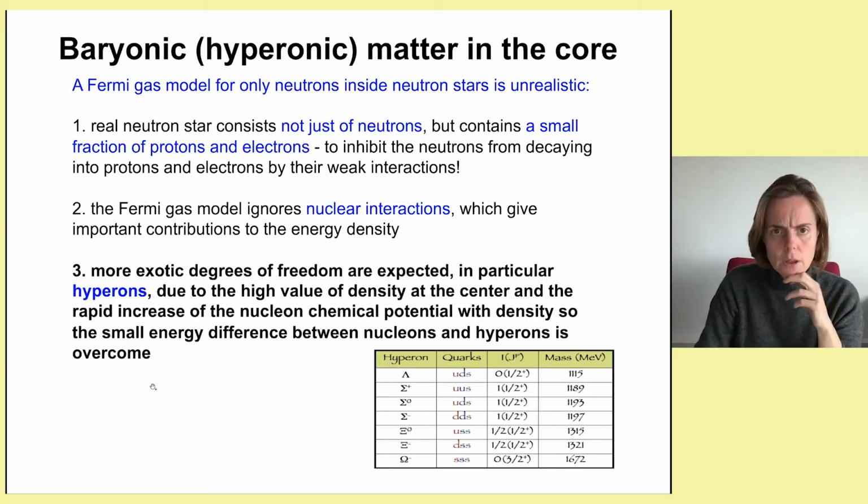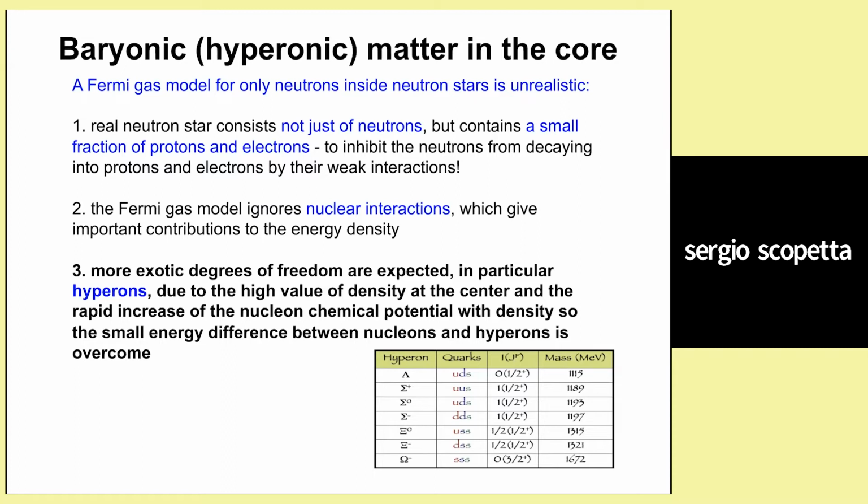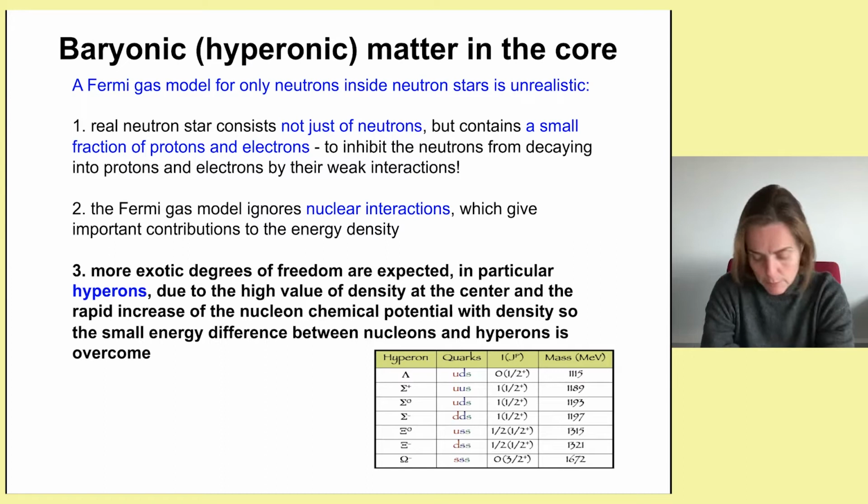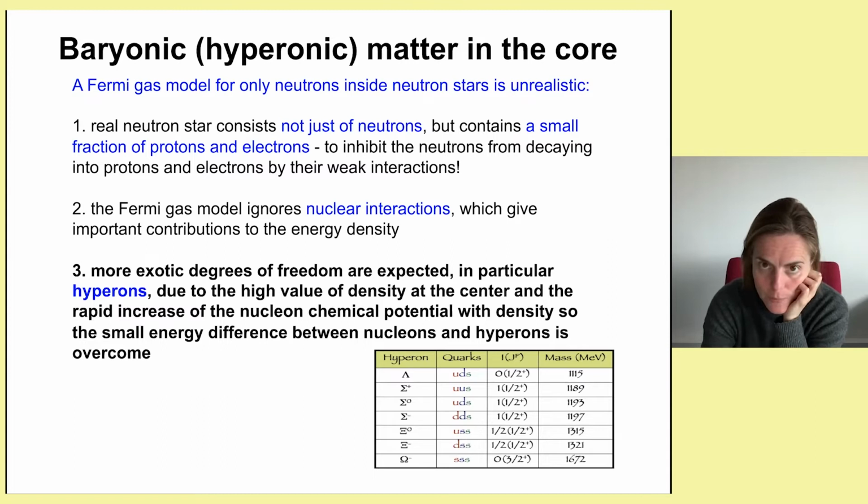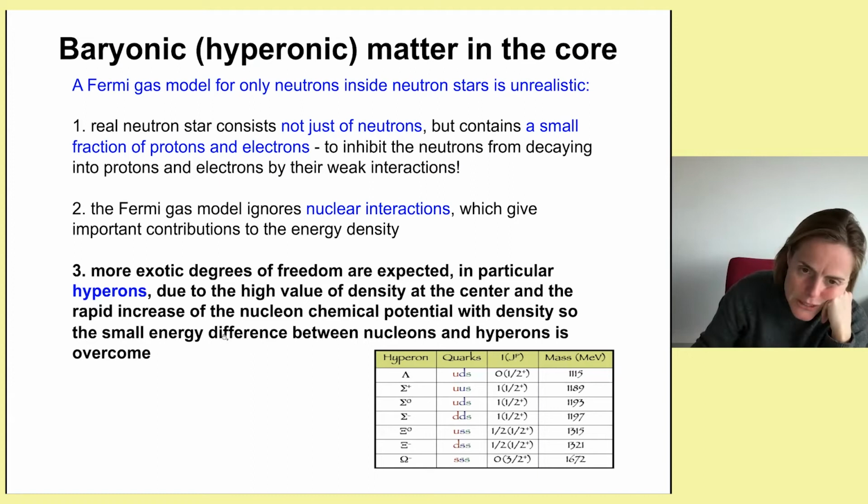Okay, good. So now I'm going to talk about hadrons. Up to now, I have talked about the possibility of having neutrons, protons, and electrons in neutron stars. So I want to move to the strangeness part. This is what I'm interested in all these lectures. And this is now the possibility of having hadrons in the neutron stars. So why could we have hadrons? And it's the summary, you know, it's here.